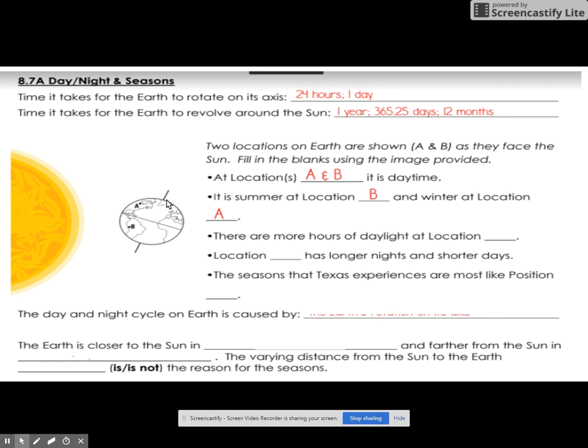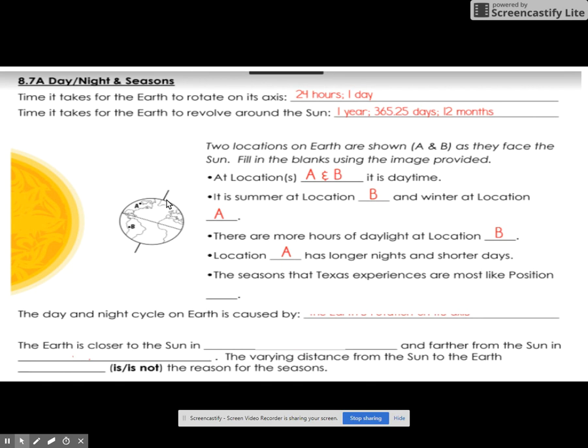All right. There are more hours of daylight at which location? So this one we didn't quite go over as far as more daylight hours, but in the summer, if you notice, the days are longer than they are in the wintertime. So location B is what has more daylight hours. And location A has longer nights and shorter days because it is in winter.